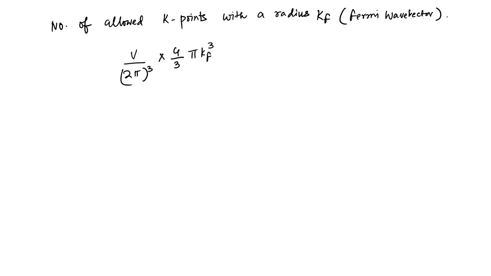So, if you walk unit distance, you get L over 2 pi k points, and in 3D it is V over 2 pi whole cube. If you want, you get 1 k point, and you multiply that by the total volume of the sphere, and this gives you Kf cube divided by 6 pi square into V.